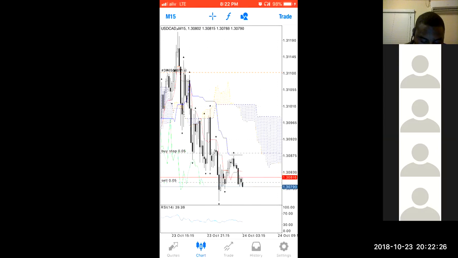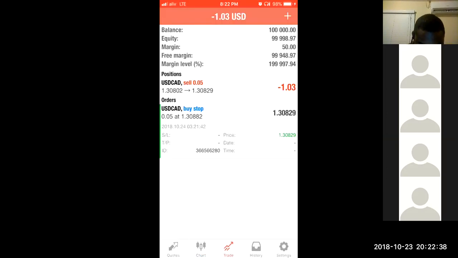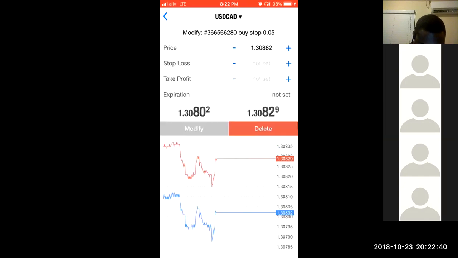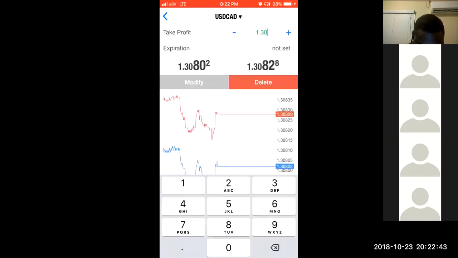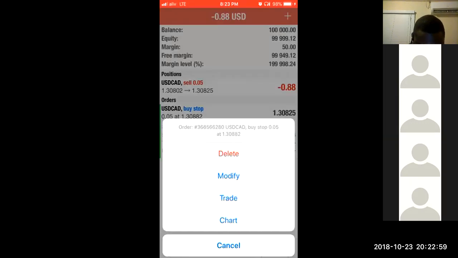My take profit, I'm going to put it at 1.30555. So let's change that. Take profit 1.30555. Modify. The trade isn't active, so I'm not worrying about this trade. Stop loss. Since it's a buy, I can put my stop loss at 1.3050.